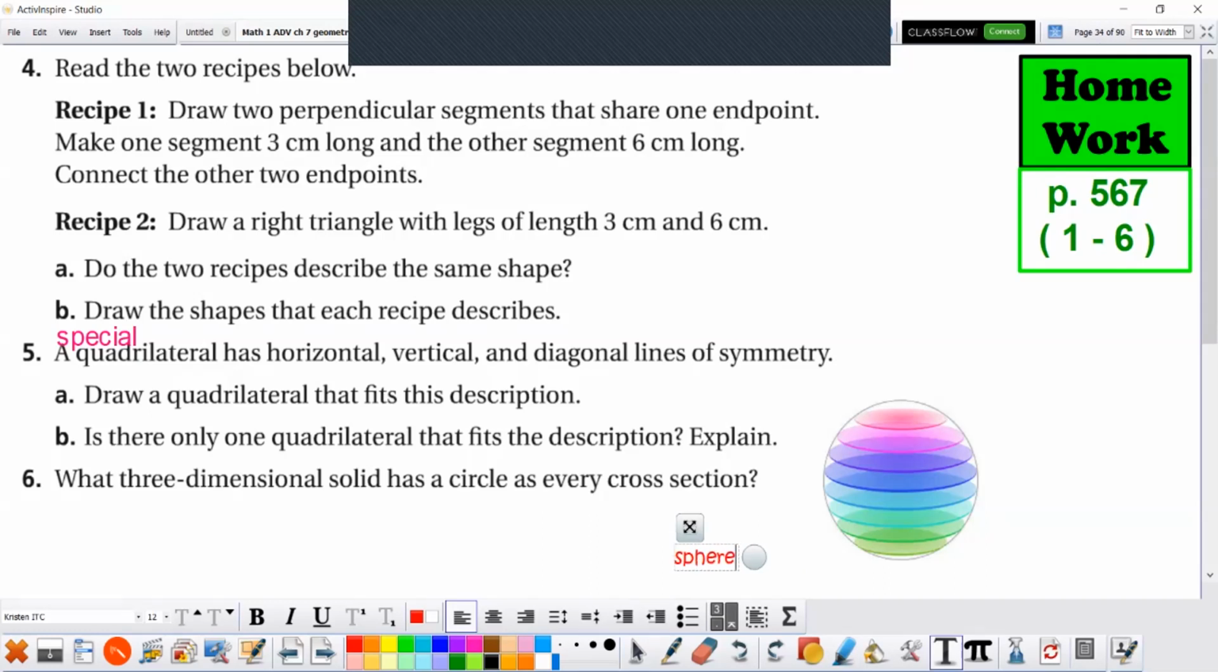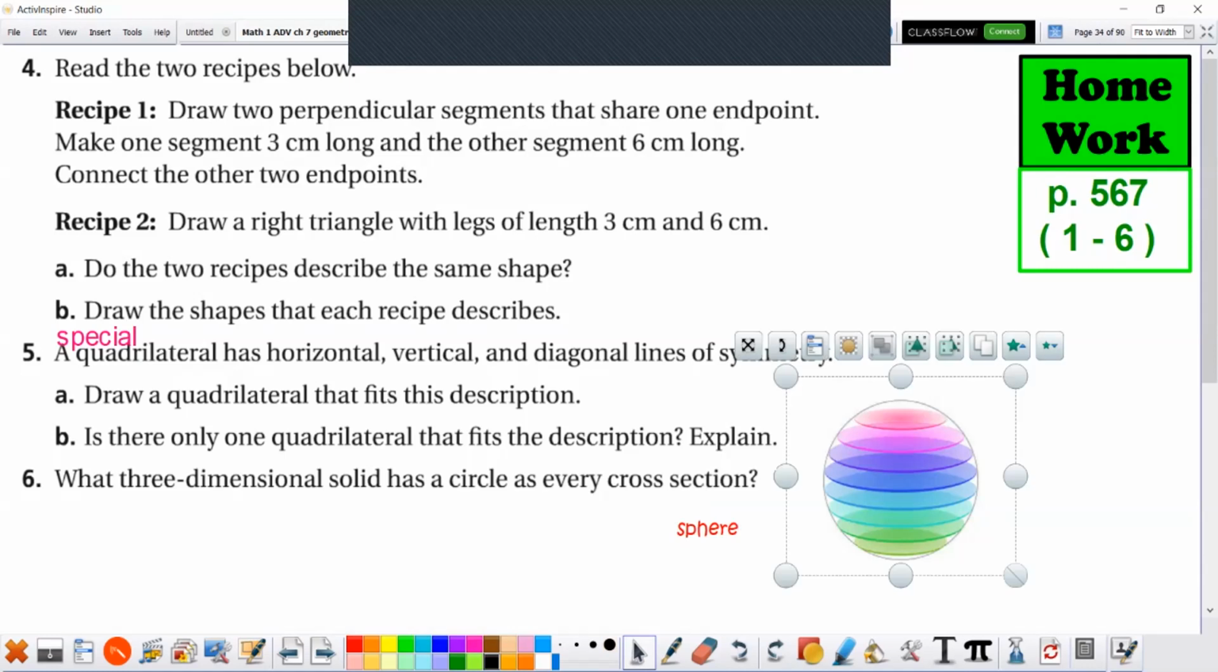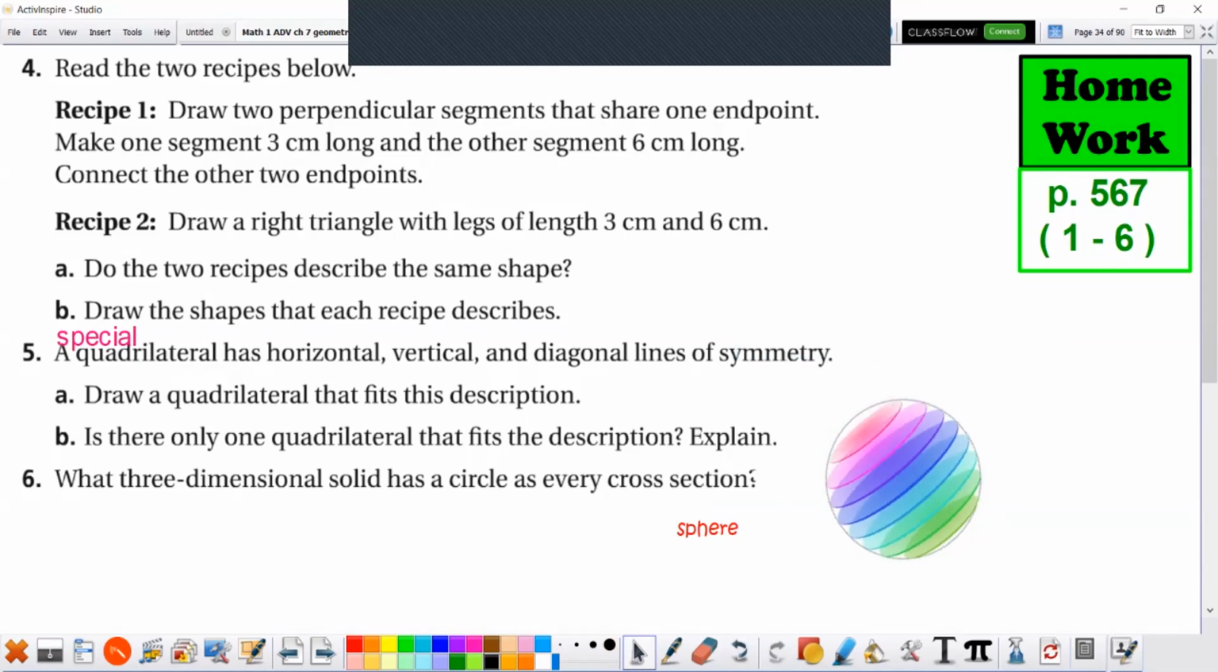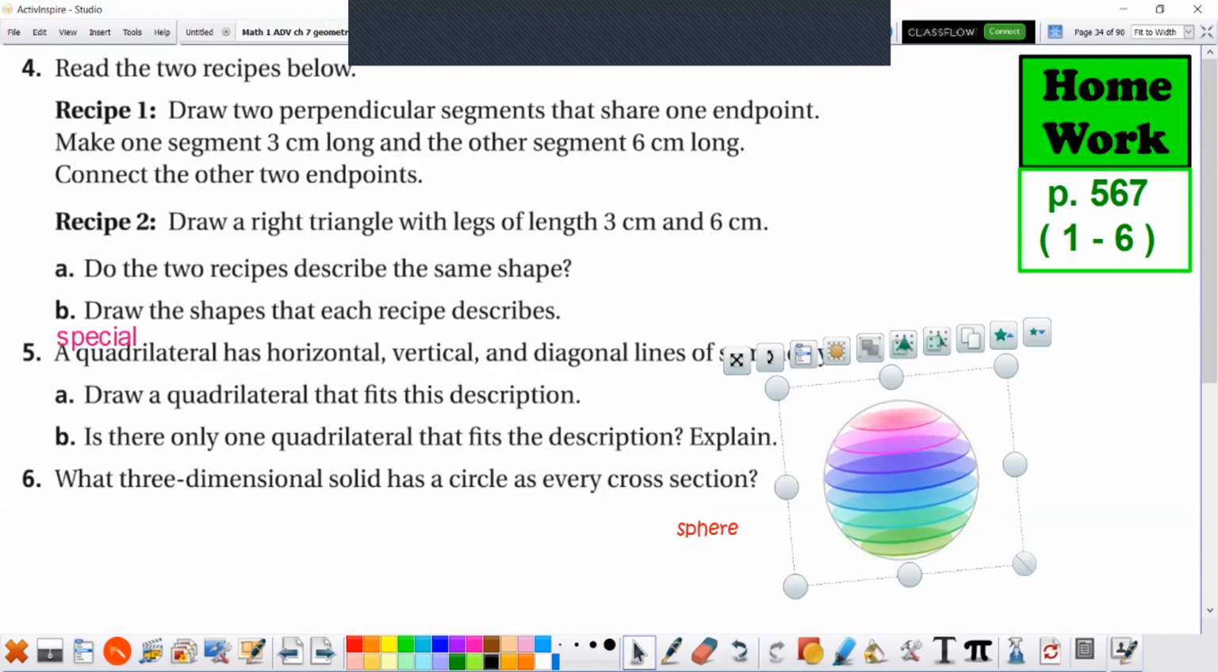Sphere. So no matter how I slice it, these colored lines are slices, I always get a circle. Even if I do it sideways, no matter how I slice it, I always get a circle. And remember, flat earthers always say, we have nothing to sphere but sphere itself.